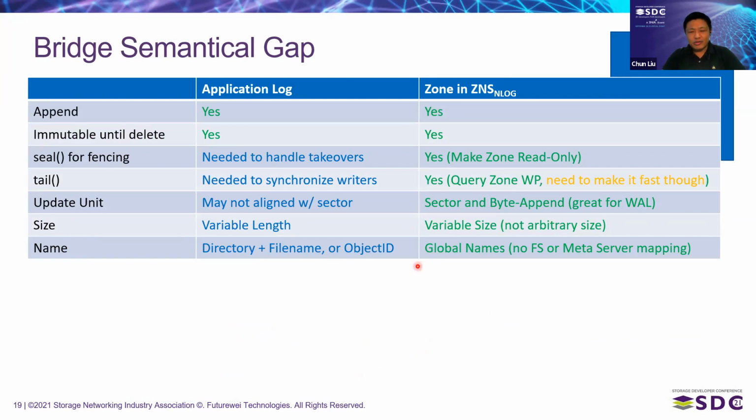Even though we have to switch to a more complicated naming scheme, naming zones with generic names also has added benefits. First, it frees us from file system mapping, and in a distributed environment, it makes the metadata server simpler by removing the global name to device file name mapping. Let's take a look at how to port RocksDB over ZNSNLOG.